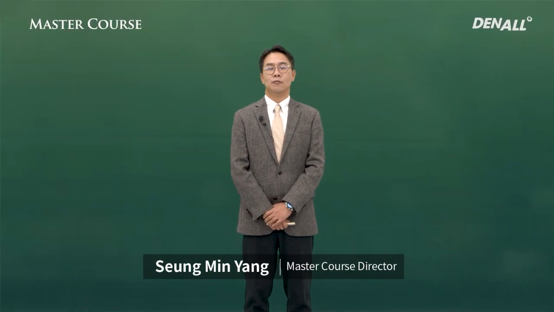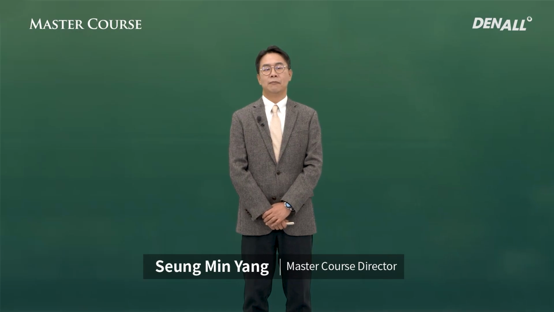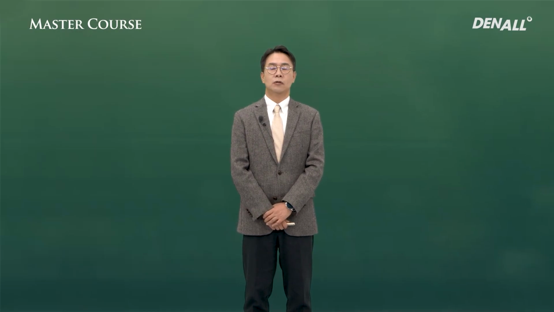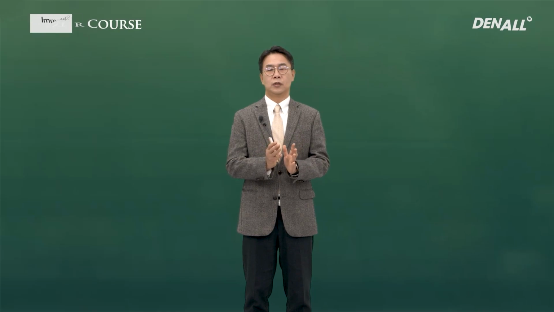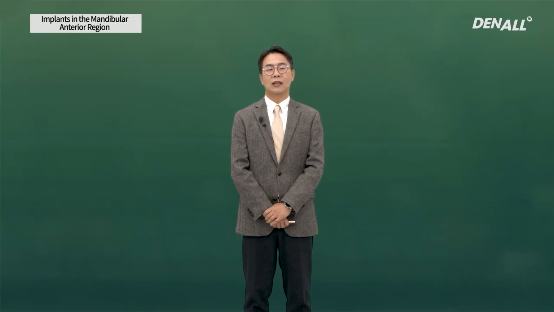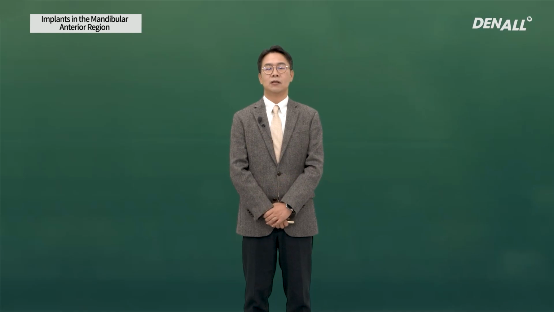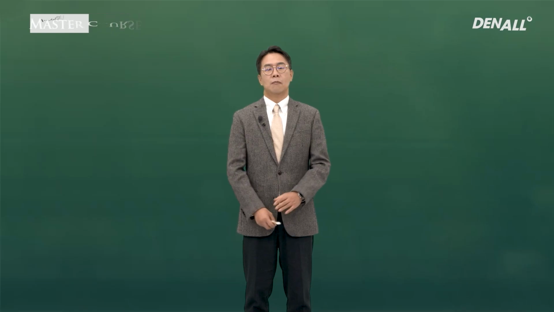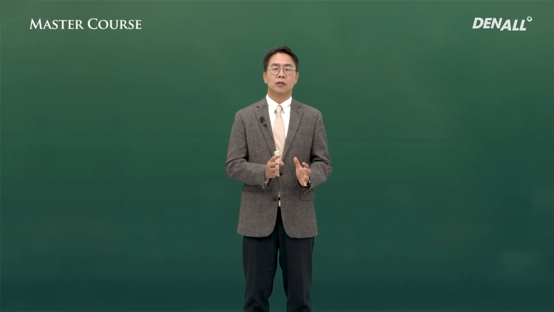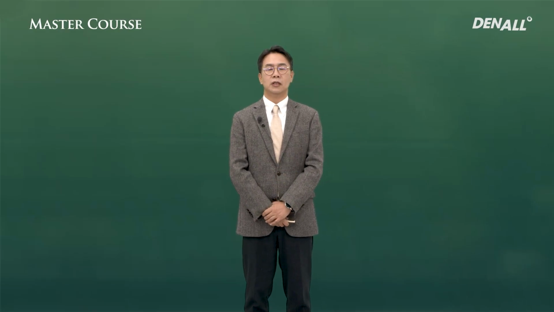In this lecture, I'm going to talk about the mandibular anterior implants. Teeth in the mandibular anterior region are thin and narrow, and the bone below the teeth is very thin. So inexperienced doctors have difficulties in placing implants there. How to place implants in the mandibular anterior region? How to make it successful?